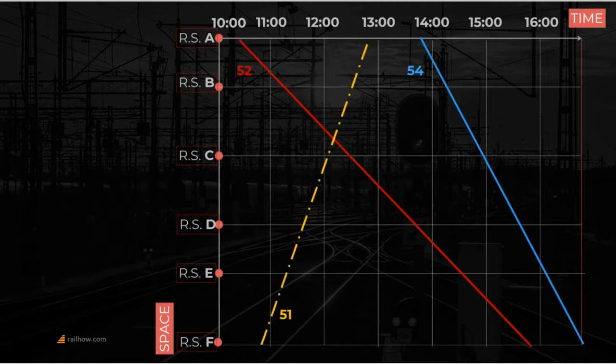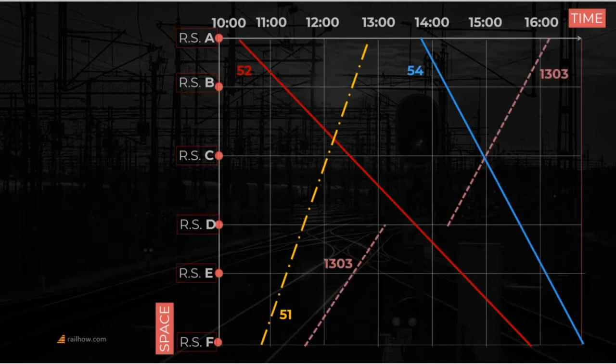The steeper gradient is indicating this. Train number 51 is running in the opposite direction. It departs from railway station F at 9:50 in the morning and arrives at railway station A, its final destination, at 12:50 after a journey of 3 hours. It is a non-stop train.